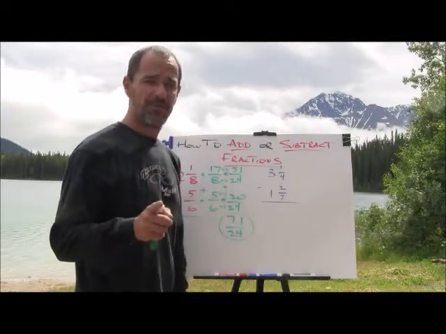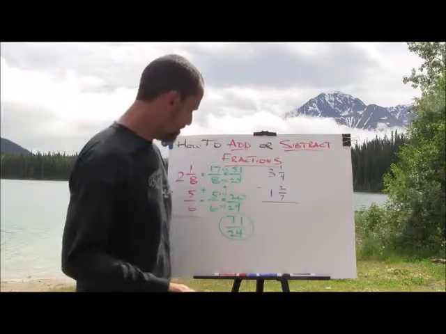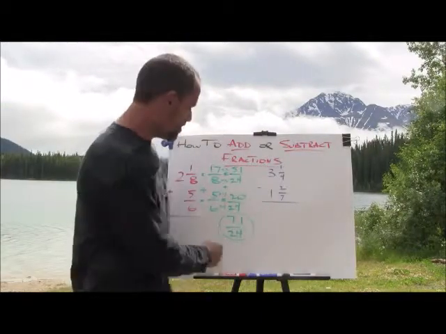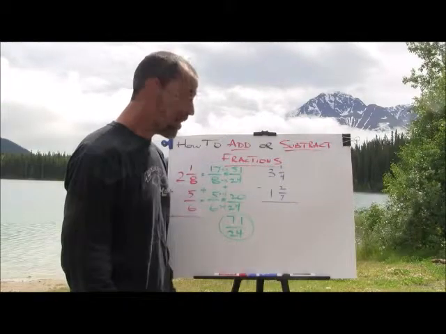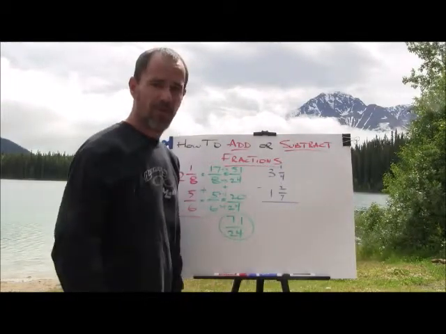Now, one thing we do have to investigate is, can it be reduced? In fact, it can't. There's no number that divides evenly into 71 and 24, except 1. So I'm going to leave the answer as 71/24.